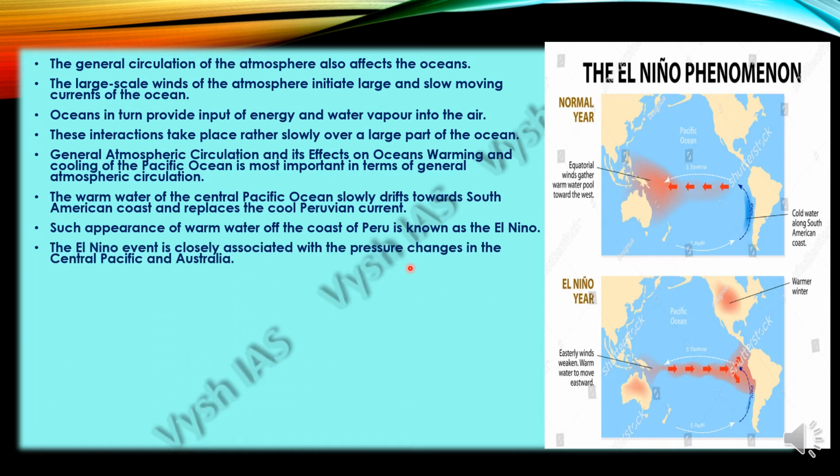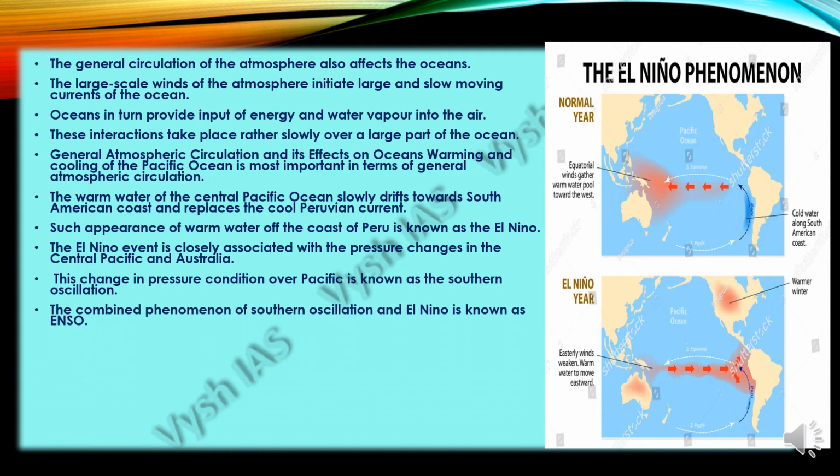So the El Nino event is closely associated with the pressure changes in Central Pacific and Australia. So these two regions are main. This change in pressure condition over the Pacific is known as the Southern Oscillation, as you can see over here. So the combined phenomenon of Southern Oscillation and El Nino is called the ENSO.